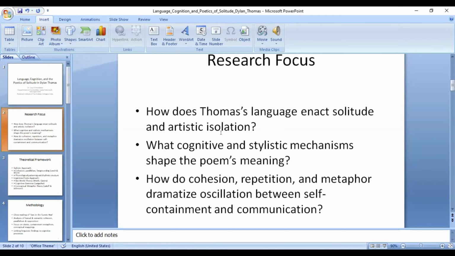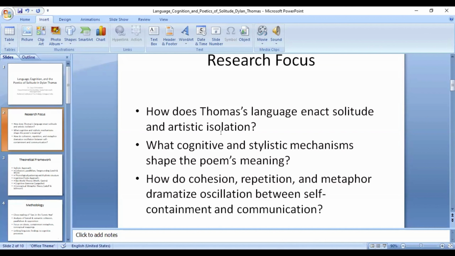The oscillation between these two impulses, withdrawal and openness, forms the affective and structural core of the poem, inviting interpretation through both stylistic and cognitive poetic frameworks. Stylistics as a method of inquiry enables a close examination of how linguistic form embodies and enacts meaning.